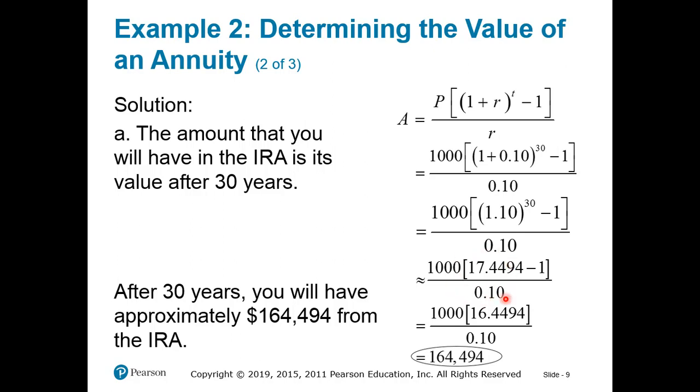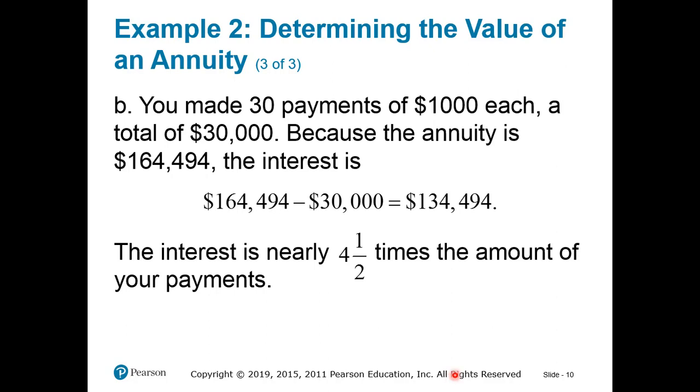And so when you solve this, you get $164,494, rounded to the nearest dollar. So that's the amount of money you're going to have at the end of 30 years. Now, how much interest did you make? Well, you paid $1,000 at the end of each year for 30 years, so that's going to be $30,000. So you're going to subtract $30,000 from this. So you actually made in interest $134,494. And so the interest is nearly 4.5 times the amount of your payments. And that is the magic of compound interest.